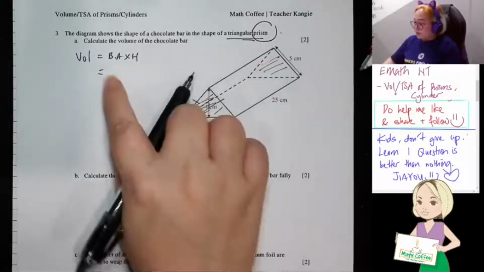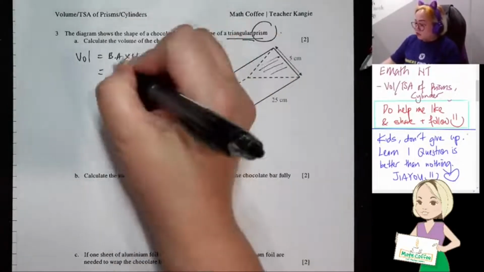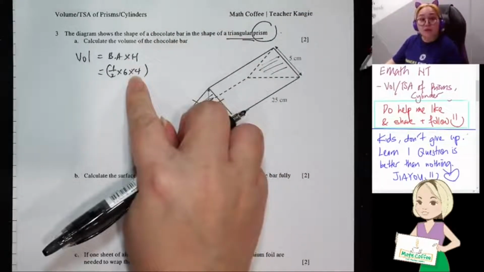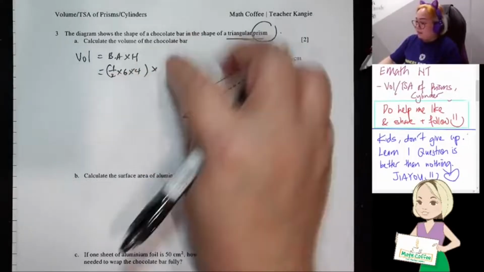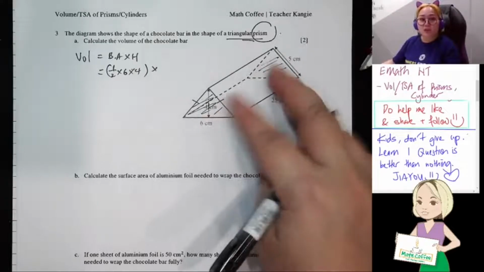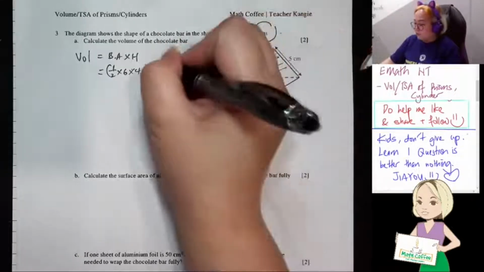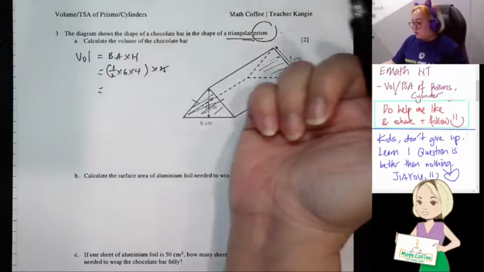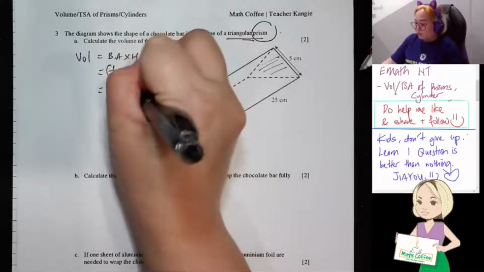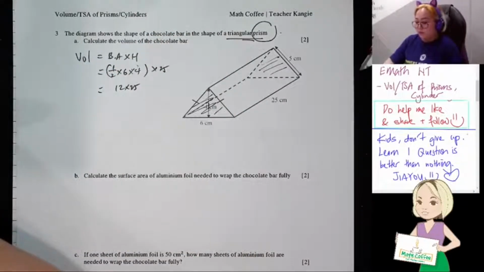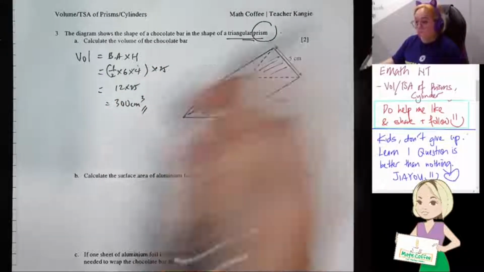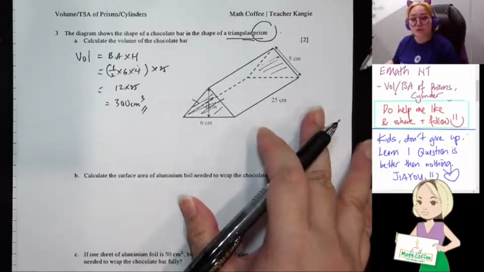Okay, so the base area in this case is a triangle, so it will be half times 6 times 4. That's the area of the triangle, which is my base area, multiplied by the height. The height is always the distance between the two cross-sectional areas, something like a sandwich, so it will be 25. So we have 12 times 25, because this is 24 divided by 2, which is 12. And that will give us 300 cm cubed. This one is exact, so you don't have to round off.